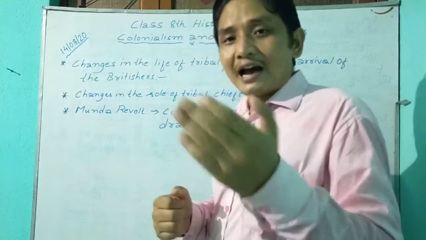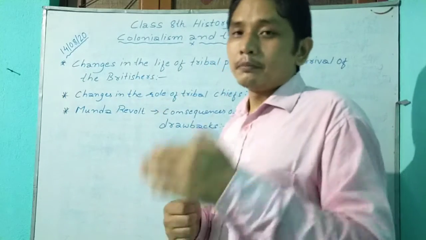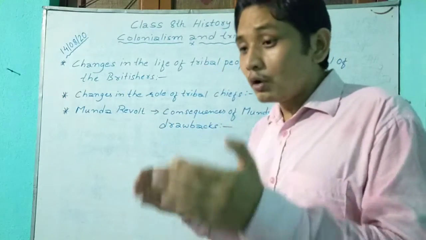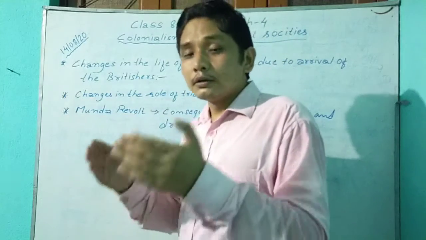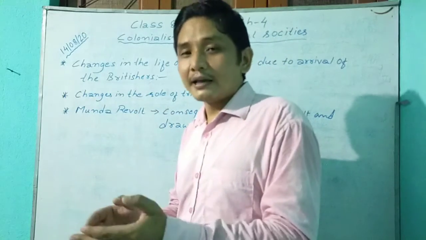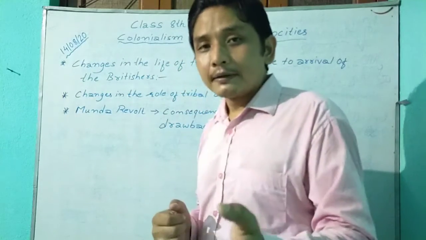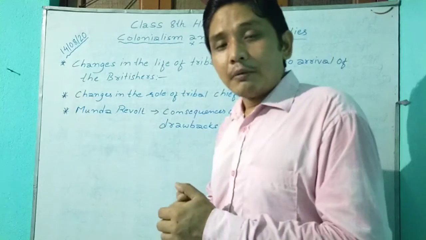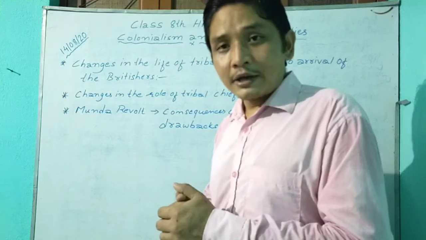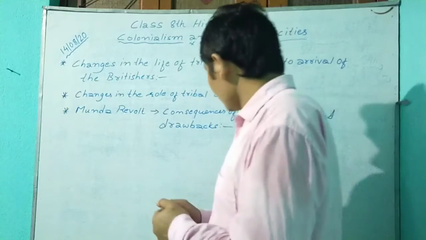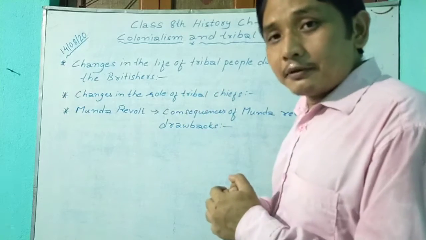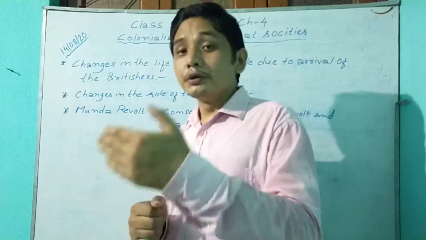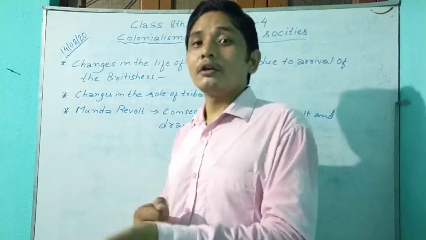Birsa Munda also tried to create awareness among the people, and he tried to do away with social evil practices like gambling and the use of alcohol. He tried to unite all the tribal people. Now, the tribal people also started attacking the police stations. They also attacked the British officials. They also attacked the moneylenders.